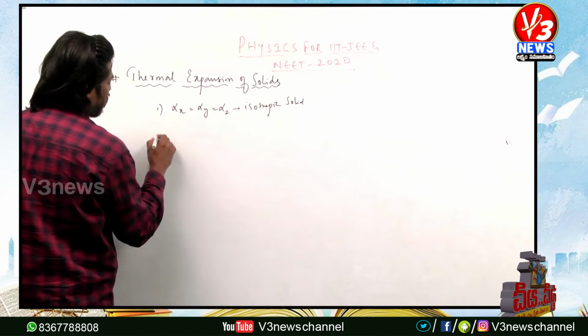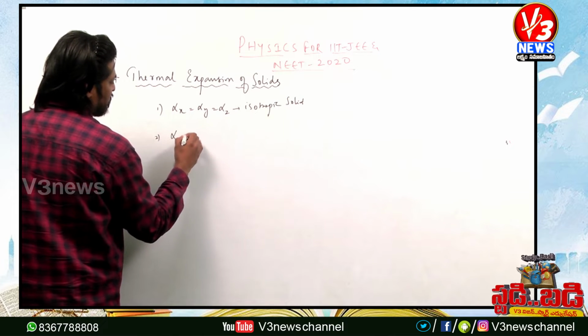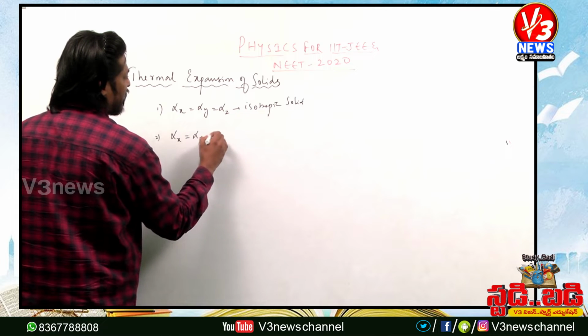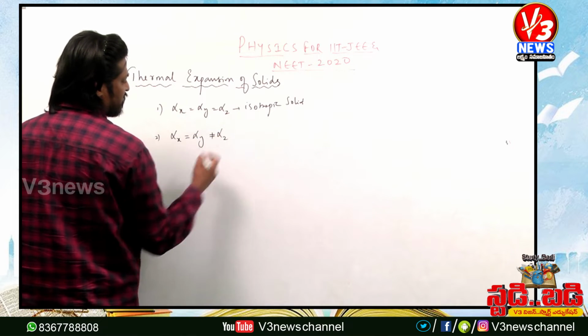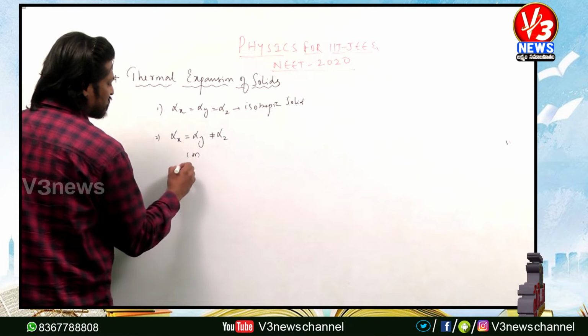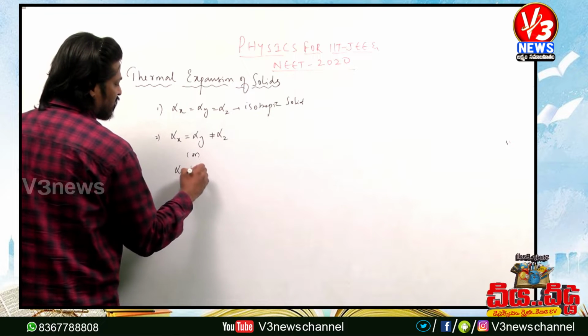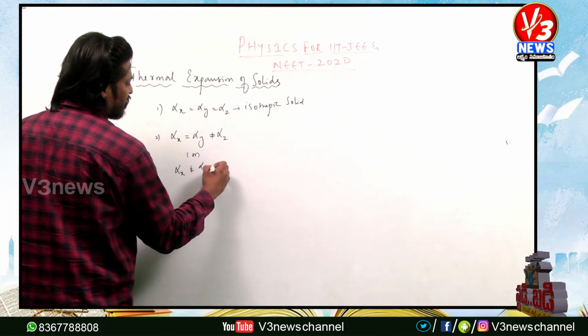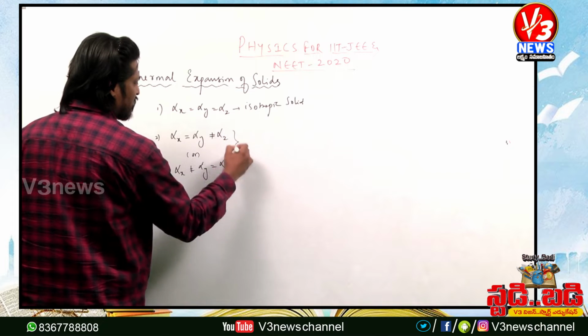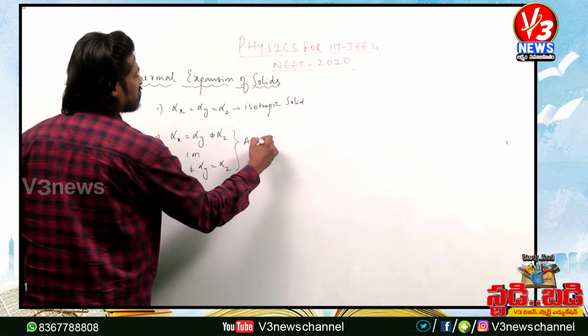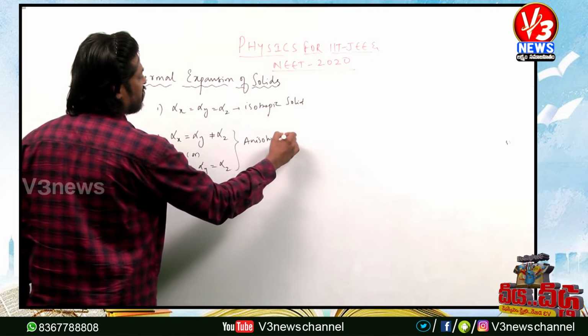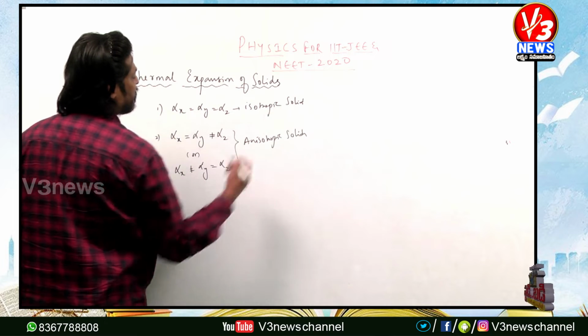In the same way, if alpha x is equal to alpha y and alpha y is not equal to alpha z, or if alpha x is not equal to alpha y but alpha y is equal to alpha z, then they are called anisotropic solids.